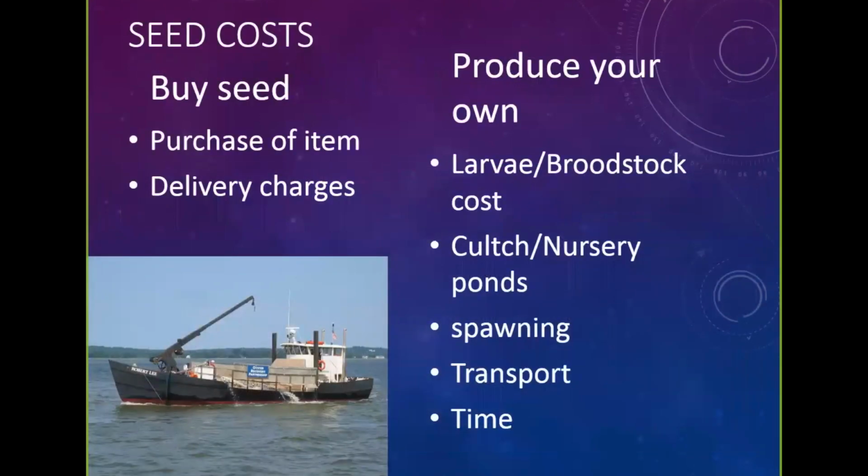So there's seed or fingerling costs. You have a choice. You can buy seed or buy fingerlings, or you can produce your own. When figuring out which is better, when you buy seed, it's the cost of the item and then the delivery charge. If you're going to produce your own, you have costs associated with producing larvae, keeping brood stock, keeping small nursery ponds, the cost of and the technical ability and places to spawn the animals, transporting them to wherever they need to go, and the time it takes to do that with those animals.